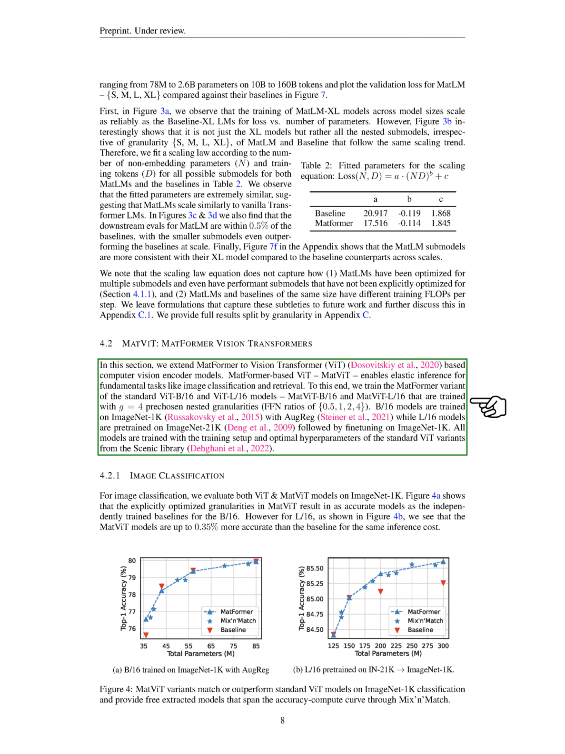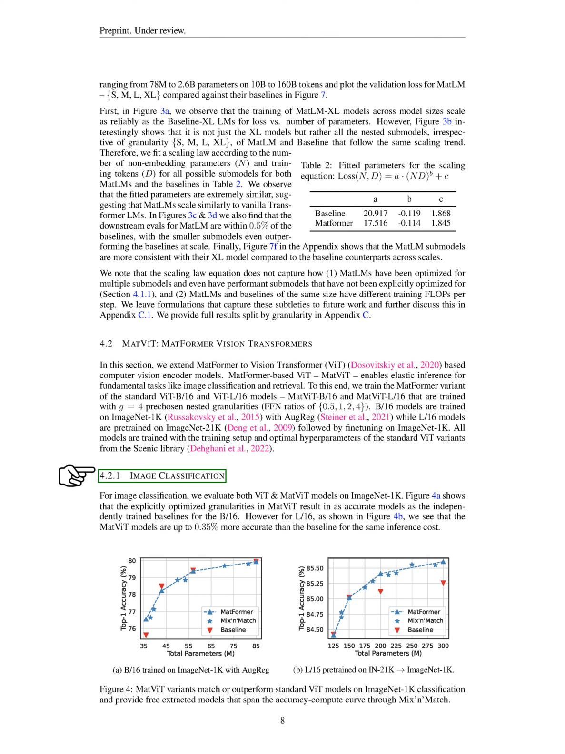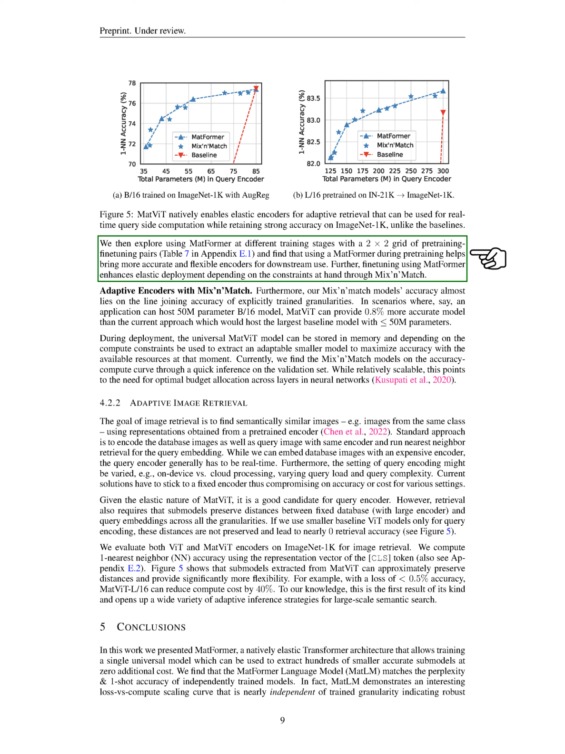Next, we extended MatFormer to vision transformer, ViT, based computer vision encoder models, creating MatViT. This allowed us to perform tasks like image classification and retrieval more flexibly. We trained MatViT models using the same setup and optimal parameters as the standard ViT models. For image classification, we found that MatViT models were as accurate as the standard models. Interestingly, for larger models, MatViT models were up to 0.35% more accurate than the standard models for the same computational cost. We also found that using MatFormer during pre-training resulted in more accurate and flexible encoders for downstream use.